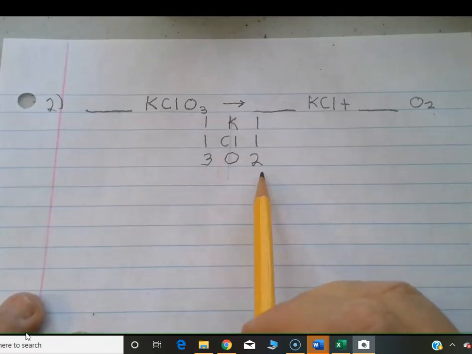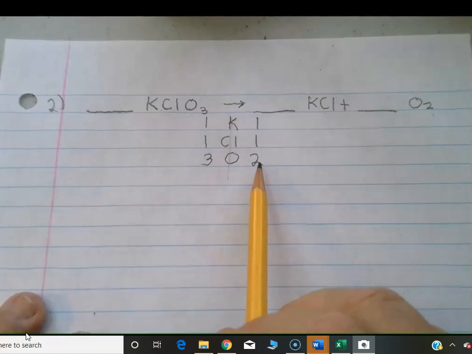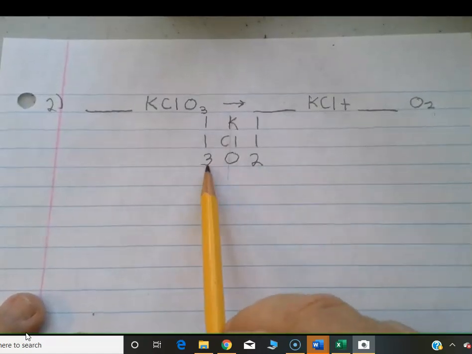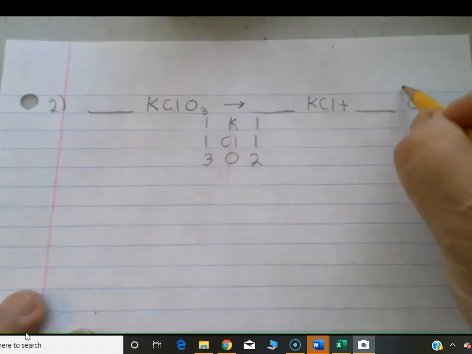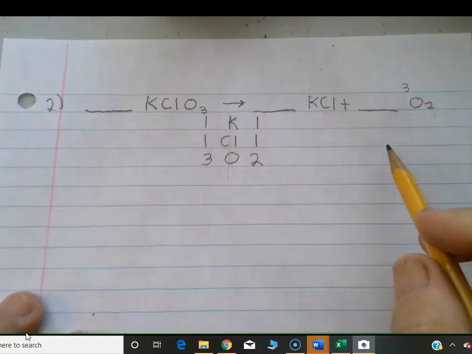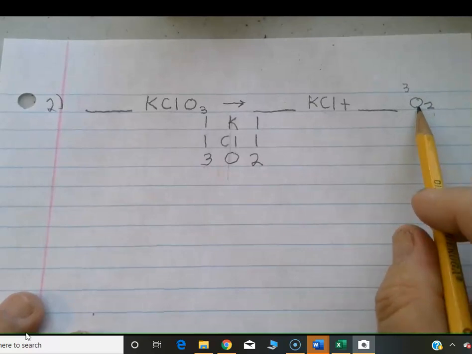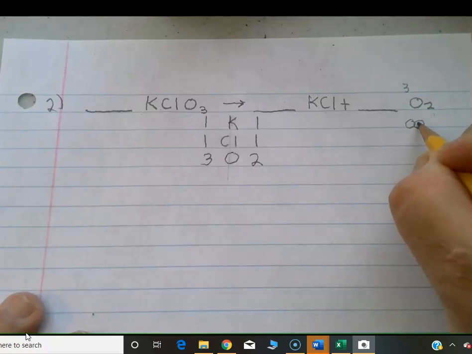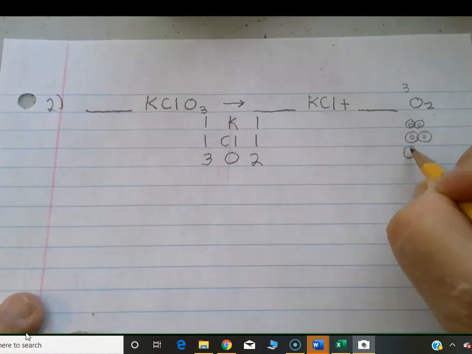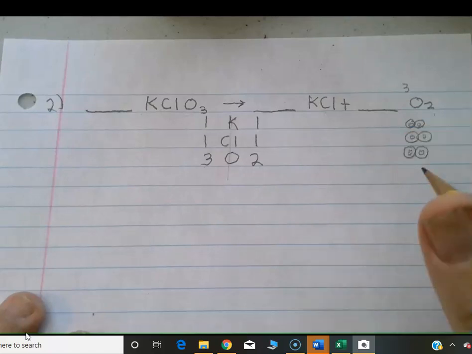I kind of use this least common multiple method. So 2 and 3 both go evenly into 6. If I multiply my O2 by 3, I end up with 6 oxygen atoms. Each of these has 2, so let's draw that. So we have O2, and put little O's in there. Now I have 3 of them. Draw them a little bigger. Okay, so I have 3 oxygens.